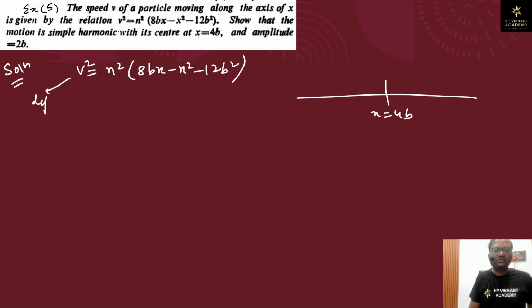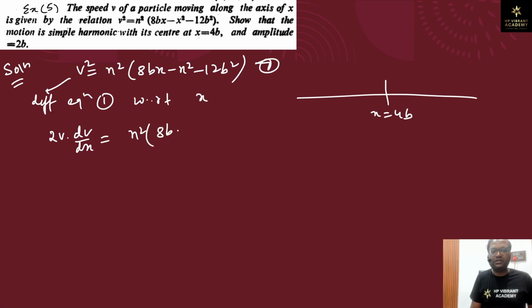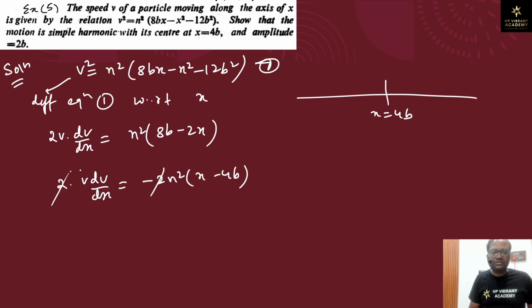So let us differentiate equation 1 with respect to x. So we have 2v dv upon dx is equal to n square into 8b minus 2x. v dv upon dx is acceleration. So we have 2 into v dv upon dx is equal to minus, let us take minus common, so minus 2n square into x minus 4b. Okay, so this is acceleration. So v dv upon dx is acceleration.